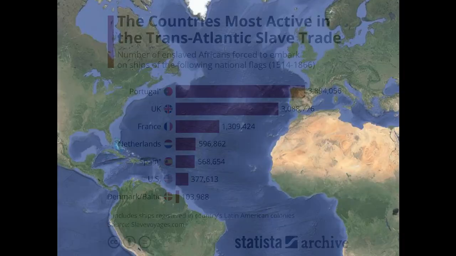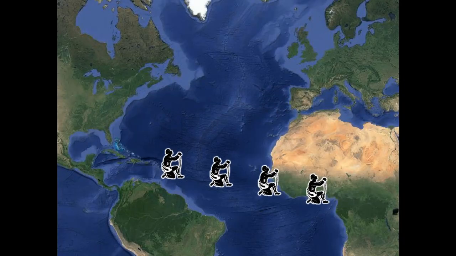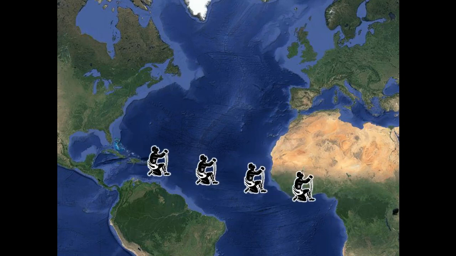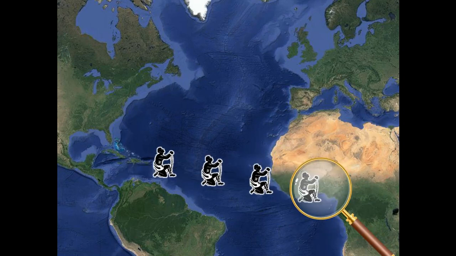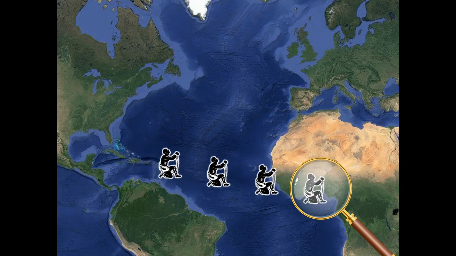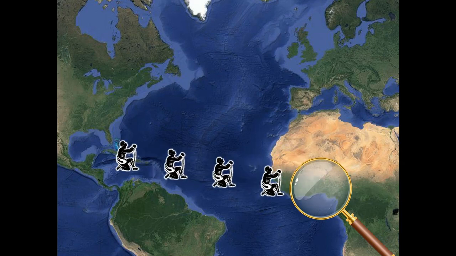So that's the background on the scale and the geographic scope of the transatlantic slave trade. And in the next lesson, we'll be looking more closely at Africa and the places Africans were taken from, as well as the impact on African societies.